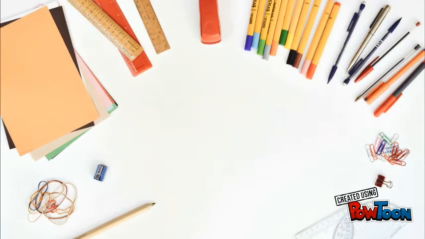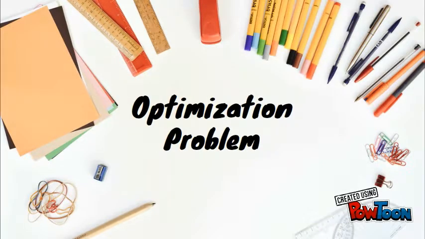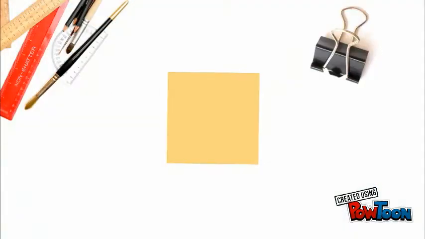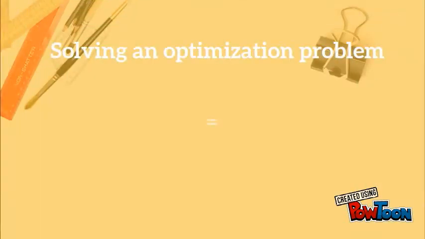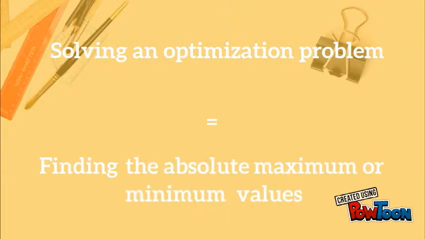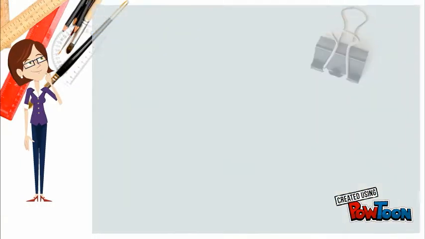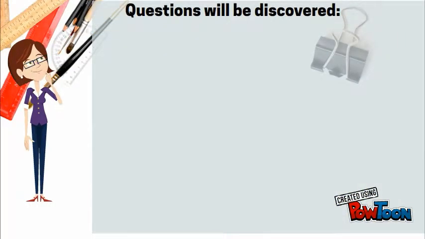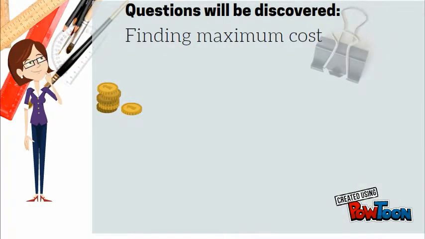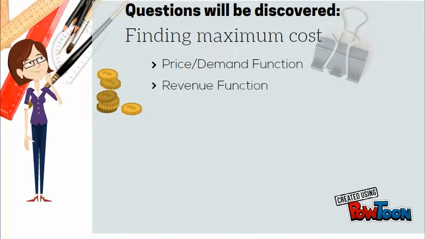In this part, I'm going to talk about optimization problems. Optimization problems are mainly focusing on finding the absolute maximum or minimum values. Questions that will be discovered in this section are finding maximum cost by determining price, revenue, and profit functions.